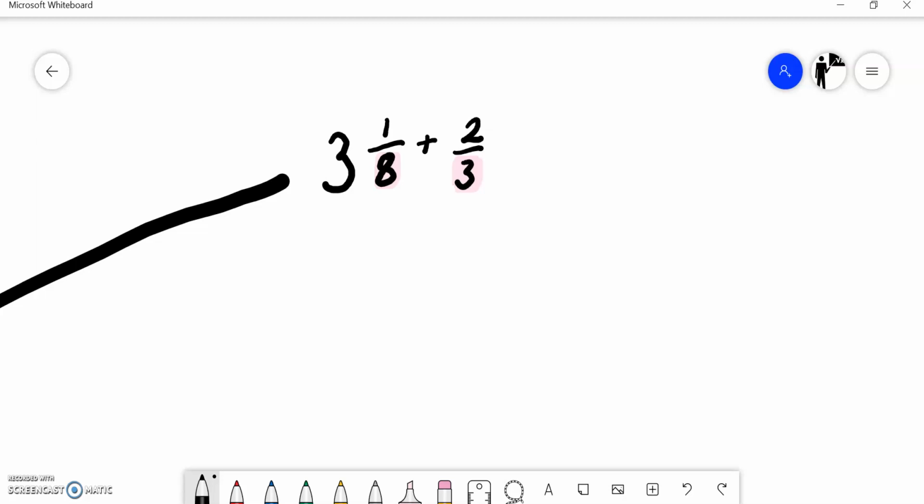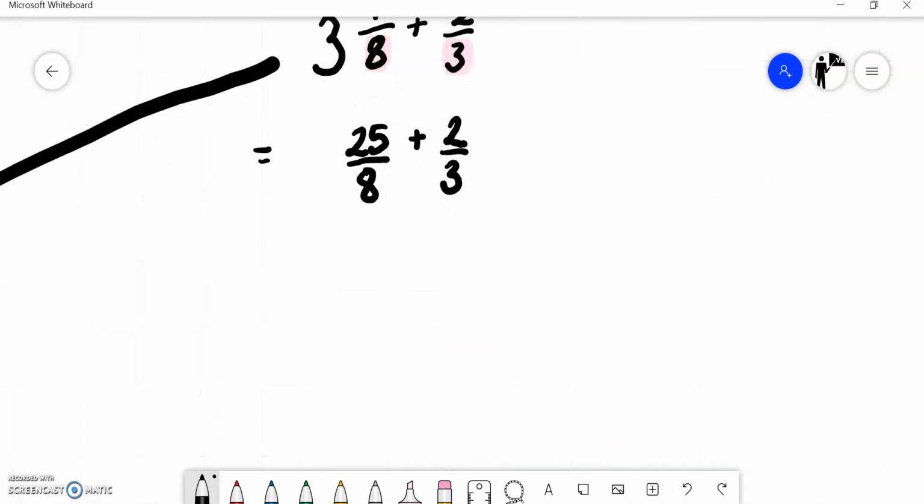Before we do that though, we need to make sure that any mixed numbers are written as improper fractions. So I've got 3 1/8 here, so I'm going to rewrite that. 3 1/8 is going to be 8 times 3 is 24, plus 1 is 25. Okay, so I've done my first step. I have written my mixed number as an improper fraction.